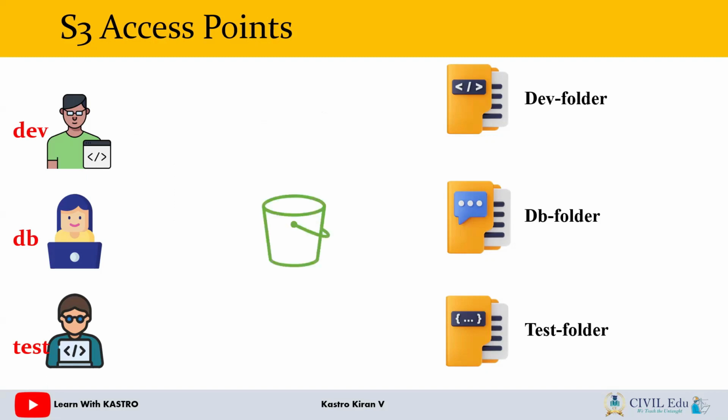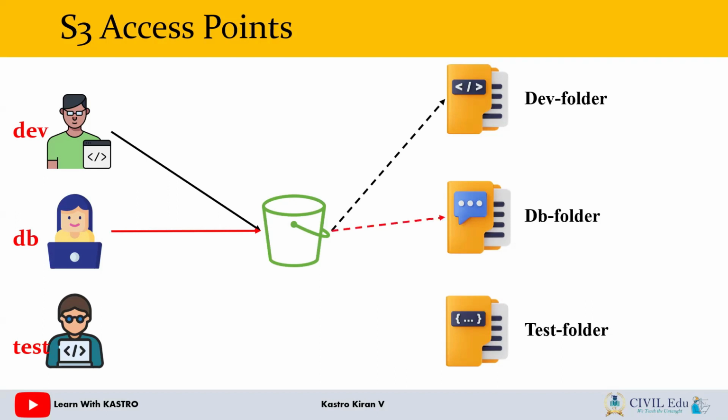Let's say the development team wants to access the bucket first. Once the development team accesses the bucket, what they should access specifically is only the dev folder. Similarly, the database team should access the bucket, but what they should specifically access in the bucket is only the database folder.